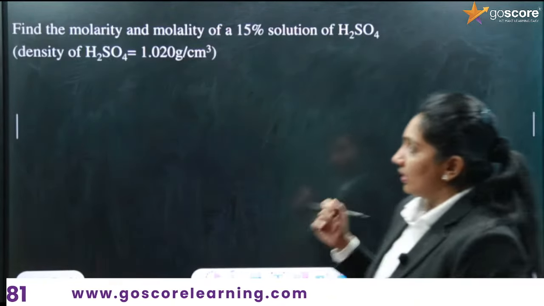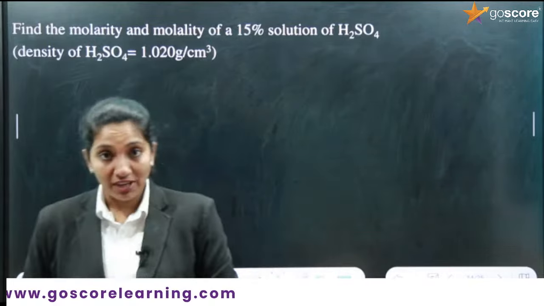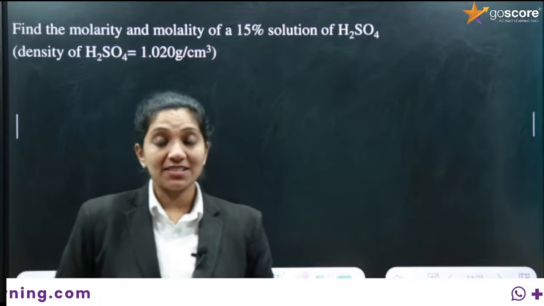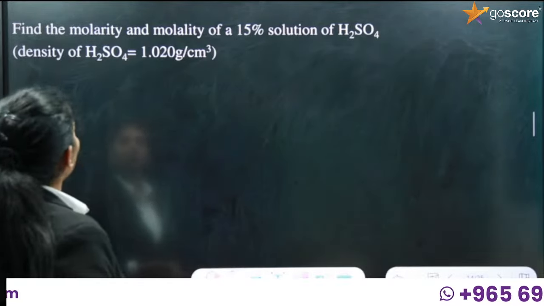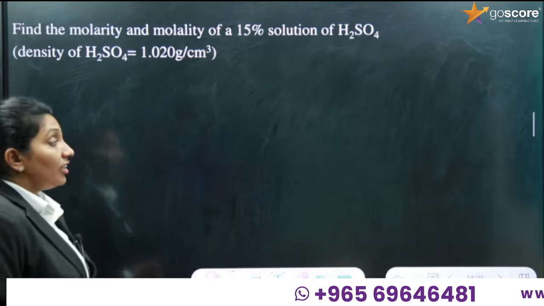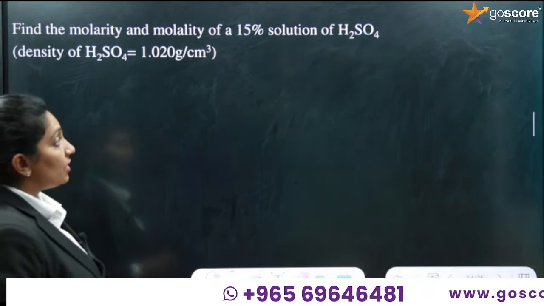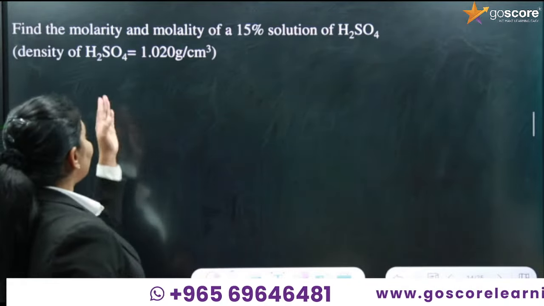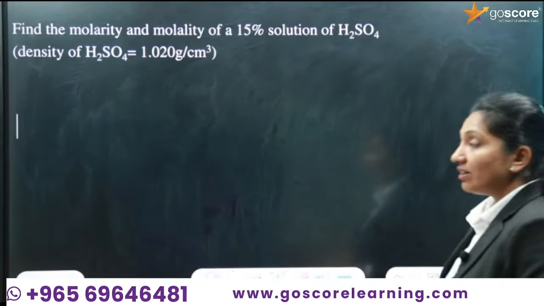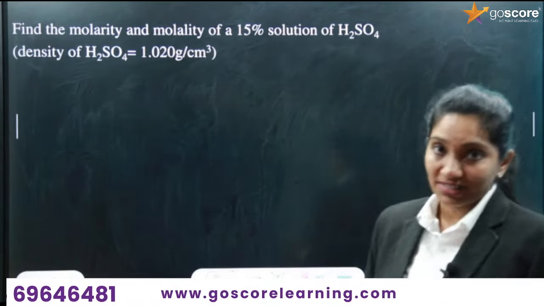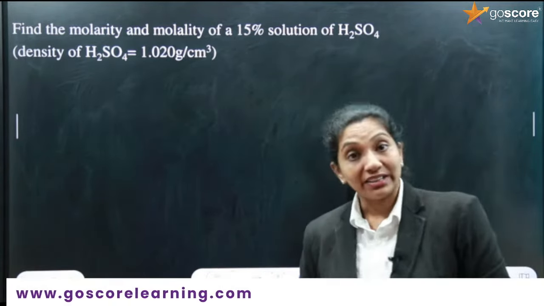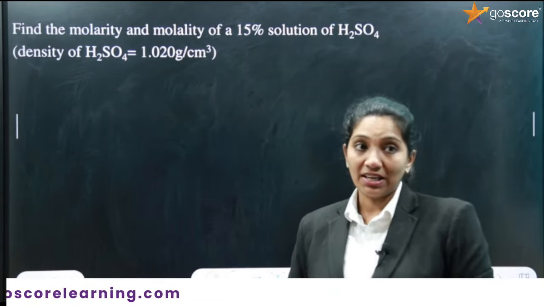Now we have done for the mole fractions only. Now let's see one question based on the molarity as well as molality. Find the molarity and molality of a 15% solution of H2SO4, and the density of H2SO4 is given in the question as 1.020 gram per centimeter cube. Now see how we will find out the molarity as well as the molality.